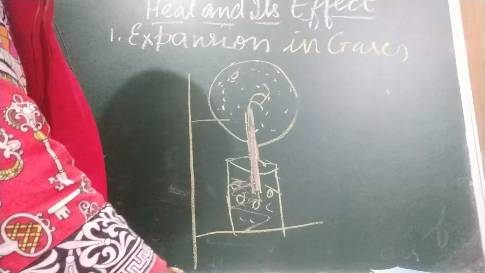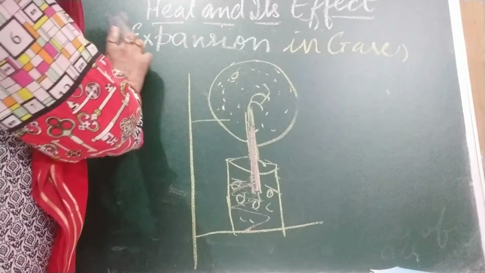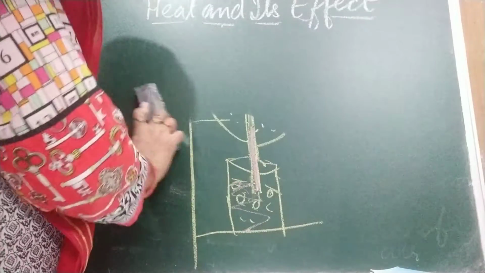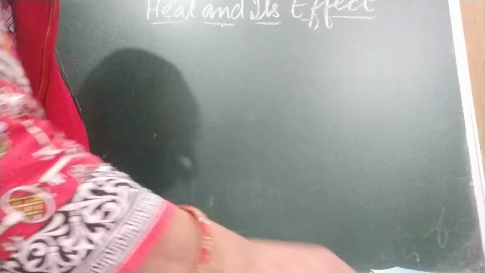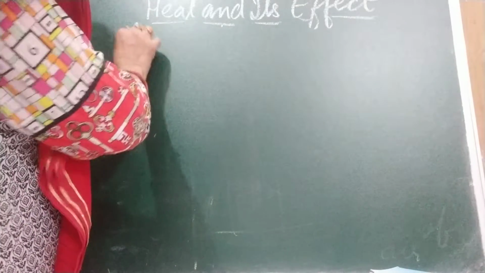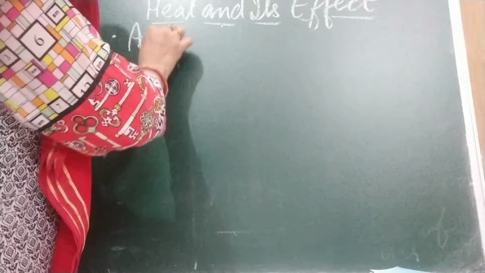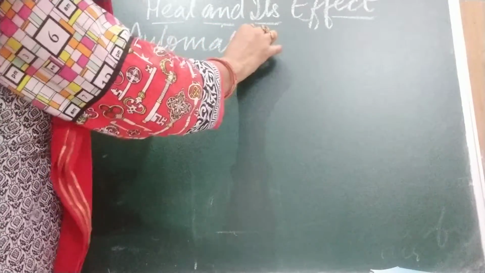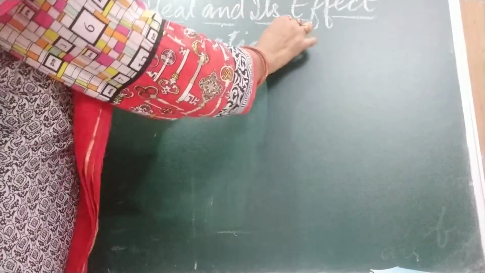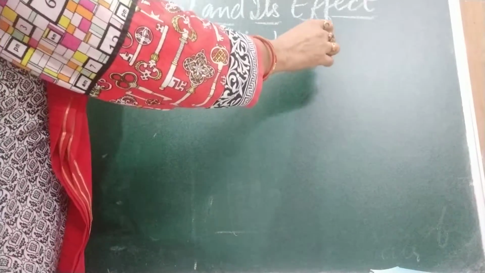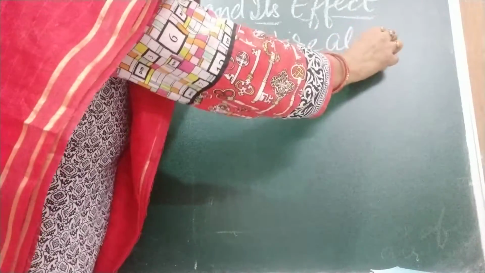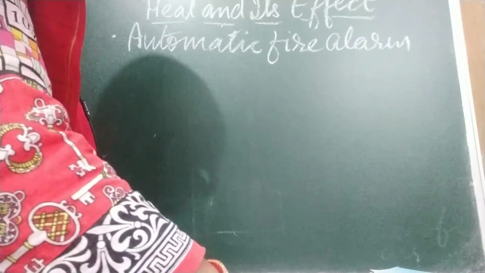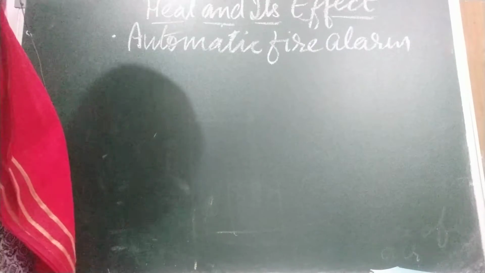Children, I am going to tell you the examples of expansion around us. Very interesting. First is the automatic fire alarm. It is made up of two metal strips, one is brass, the other is iron. So in the automatic fire alarm we use a bimetallic strip.